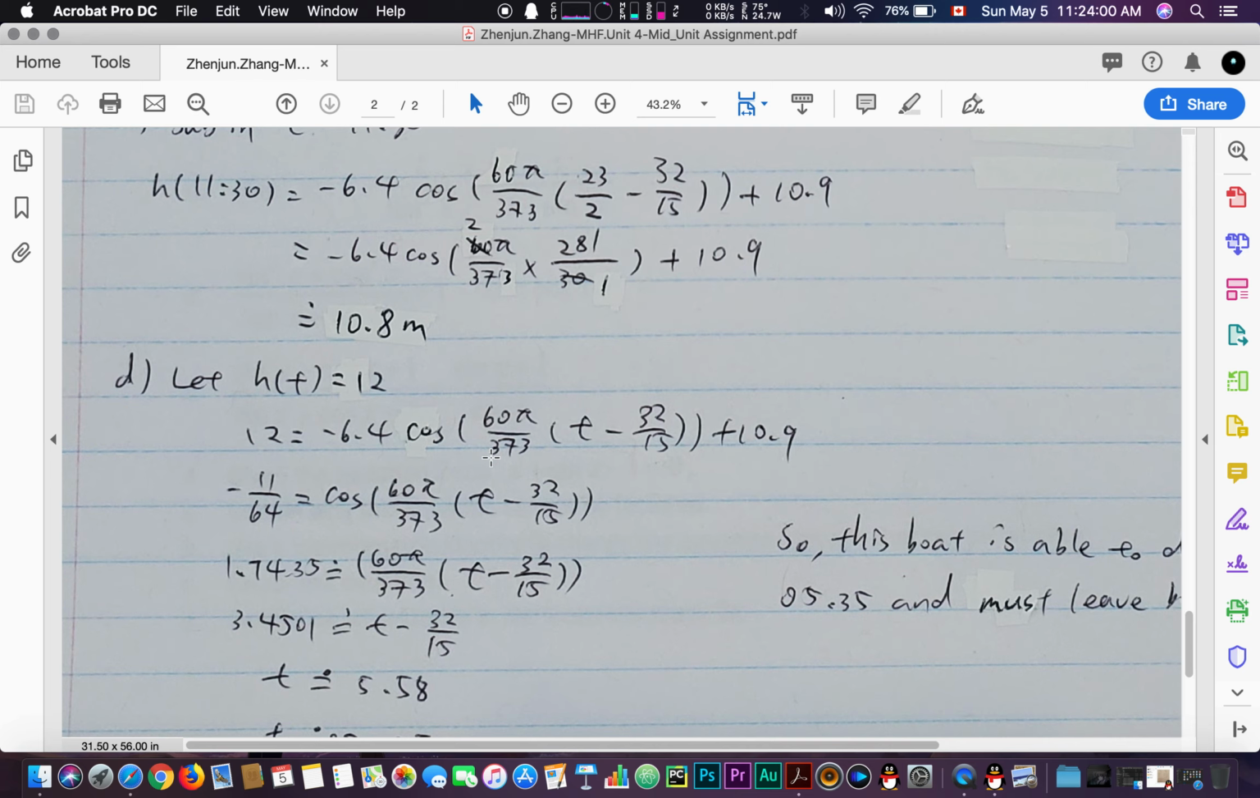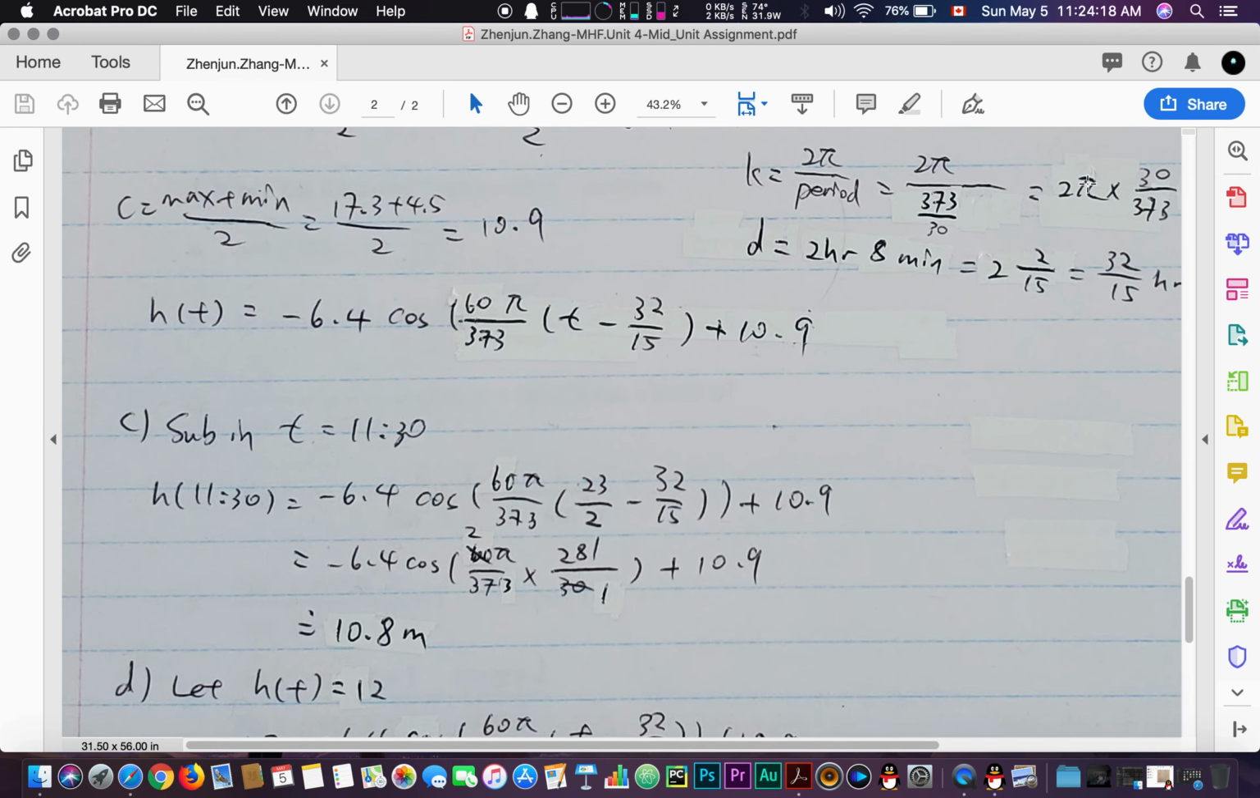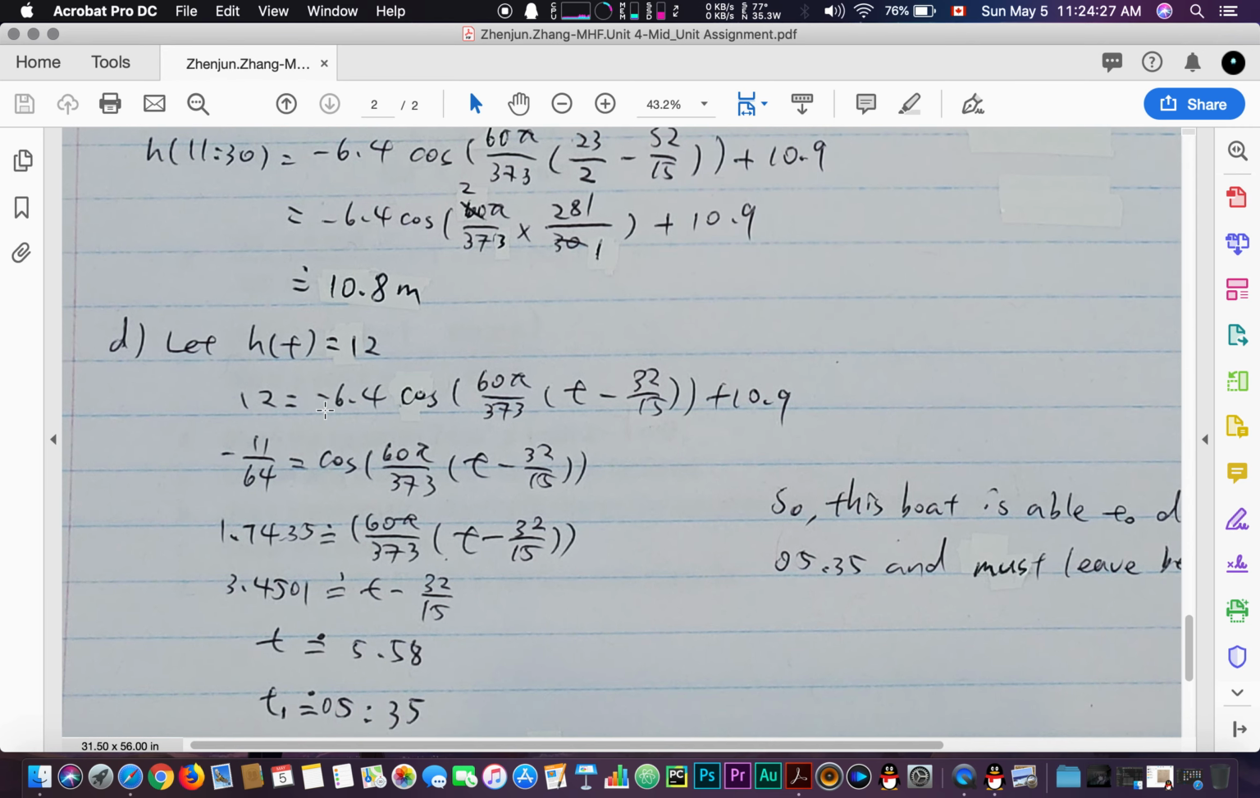We have a boat that needs a depth of at least 12 meters to dock at the pier. Use a graphical approach to determine when the boat is able to dock and when it must leave. So we have h of t equals 12. Remember the function we did here? The function right here? We put 12 here. And then we get 12 equals negative 6.4 cosine 60 pi over 373 bracket t minus 32 over 15 plus 10.9.